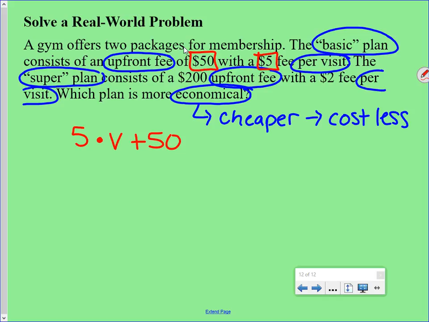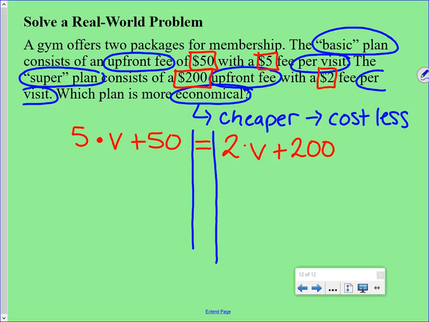All right, so then for the next one, we're going to set that equal to the super plan, which consists of a $200 upfront fee with a $2 fee per visit. So we're doing $2 times the number of visits plus a $200 upfront fee. Now we need to solve this equation to figure out the number of visits it would take for these two plans to be equal to each other.